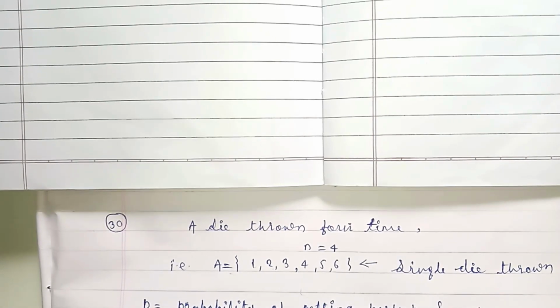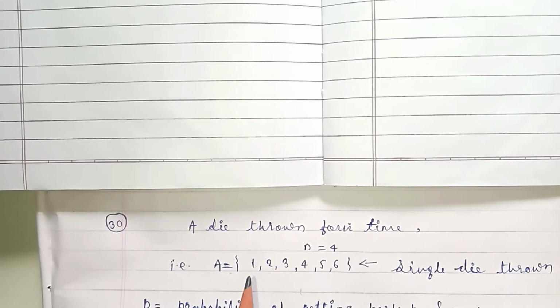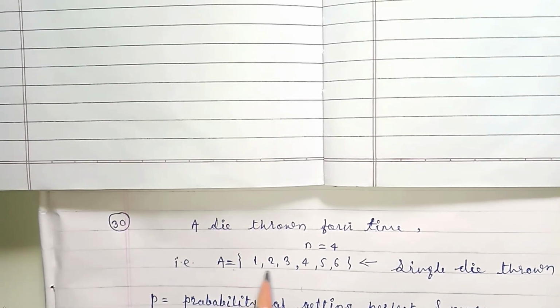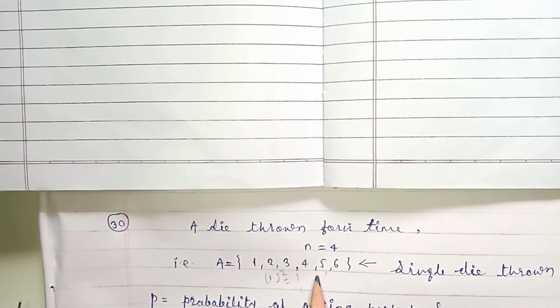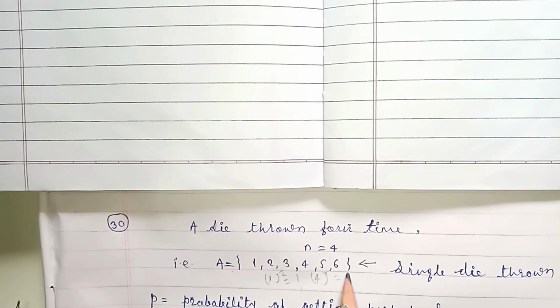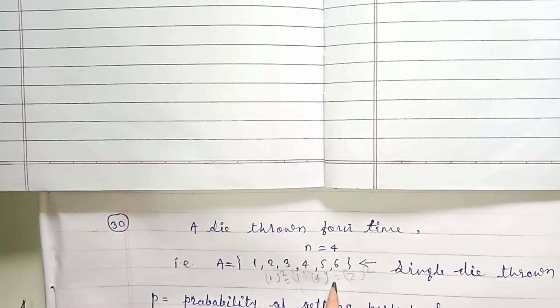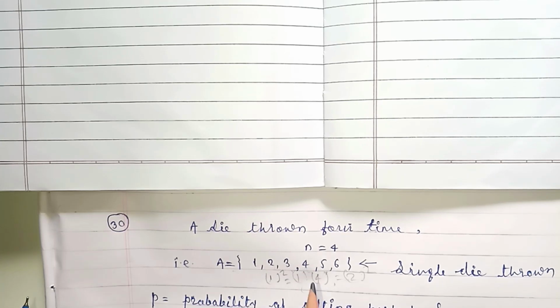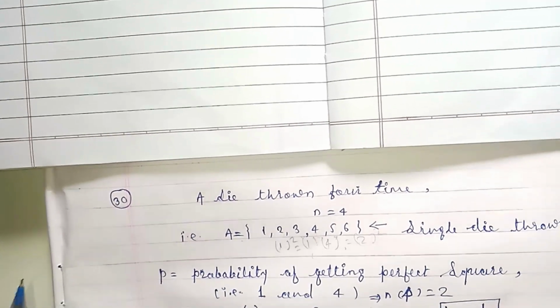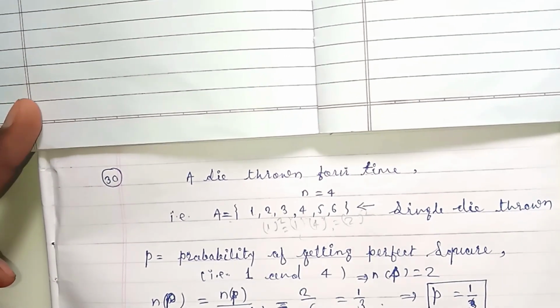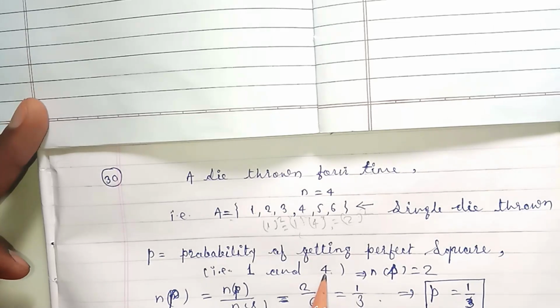Now in our question we are given the probability of getting a perfect square. So we want the probability of getting an element which is a perfect square. We know that 1 squared is a perfect square, and 4 we can write as 2 squared. 2 squared is 4 and 1 squared is 1. Only these two elements are perfect squares. So we have only two elements, 1 and 4, which are perfect squares.